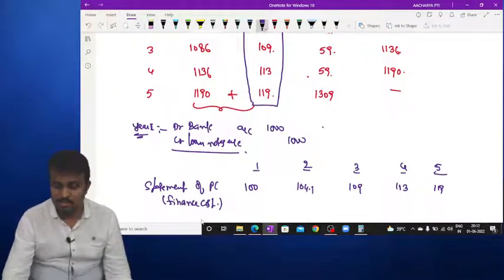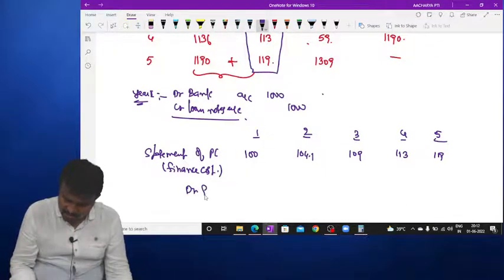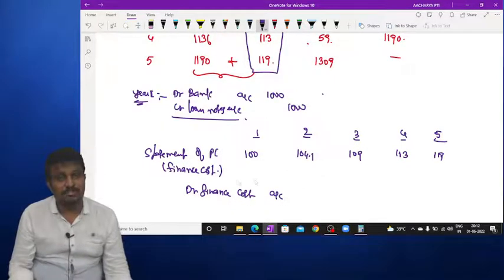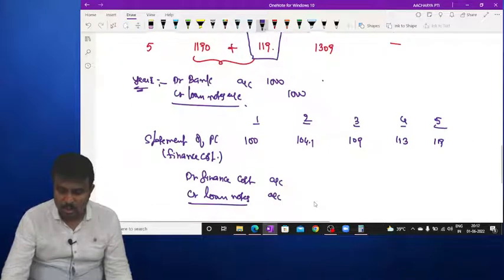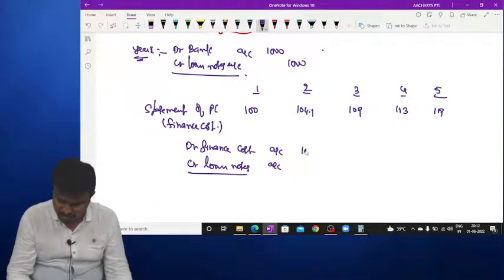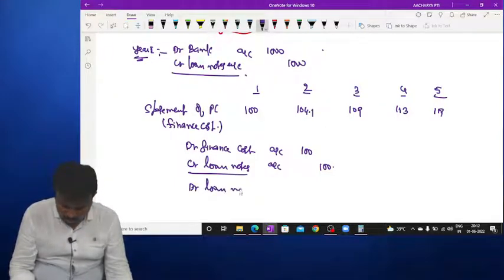These are shown as what? Finance cost. Then what is the journal entry for this one? Debit finance cost account, credit loan notes account. For example, at the end of the first year, we have to write 100. Then when the interest is paid, debit loan notes account, credit bank account.